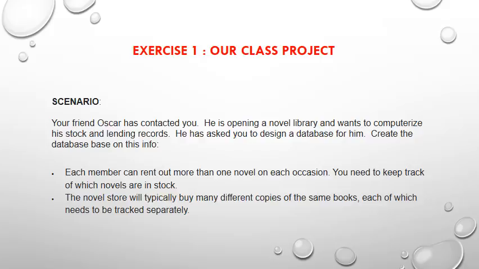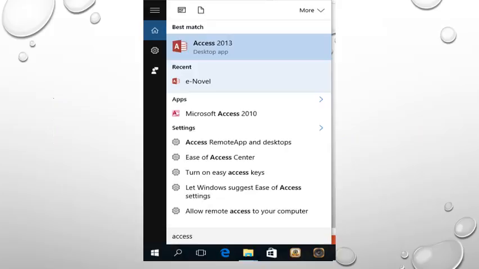Each member can rent out more than one novel on each occasion. You need to keep track of which novels are in stock. The novel store will typically buy many different copies of the same books, each of which needs to be tracked separately. In this case, we will create 3 tables that relate to each other: a table of novels, renters, and lending records. To build the database, you need to start Access.